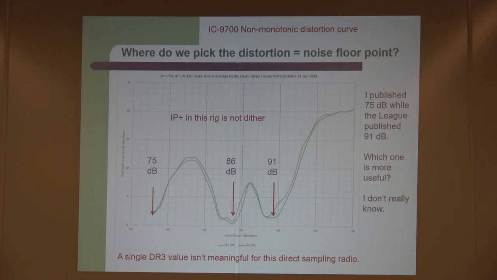But look at it. We start at 75, and then we increase the signals. The distortion goes up about 10 dB, but then it goes down again. And then it goes up again, and it goes down again. So I don't know. What is the dynamic range of this radio? Is it 75 dB? Is it 91? Or who knows? So that's kind of where we're stuck with direct sampling, particularly without dither.